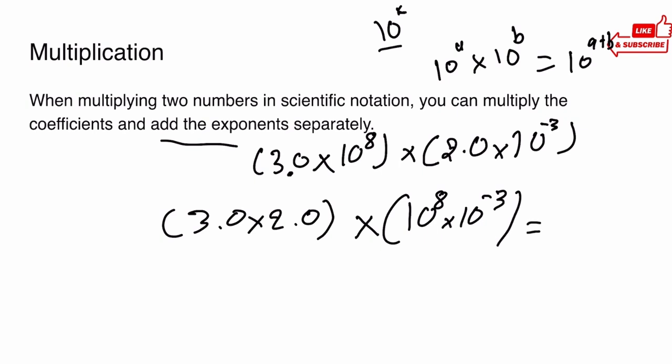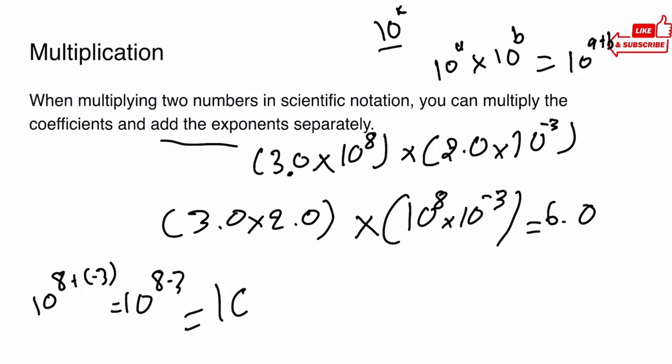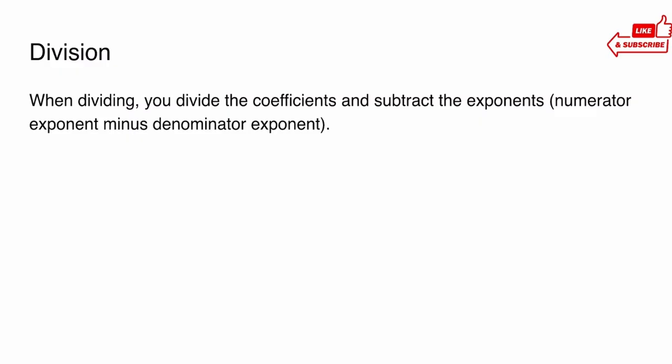Three times 2.0, that's easy, that's just 6.0. 10 to the 8 times 10 to the negative 3, that's just going to be 10 to the power of 8 plus negative 3, which is equal to 10 to the power of 8 minus 3, which is equal to 10 to the 5th. So the answer here is going to be 6.0 times 10 to the 5. It is this easy. All right, now we can move on to division.